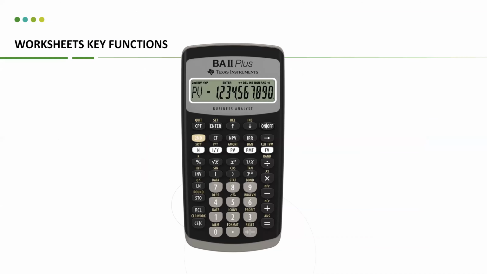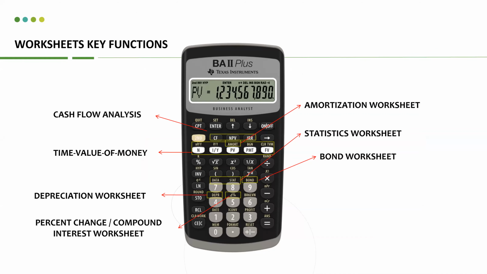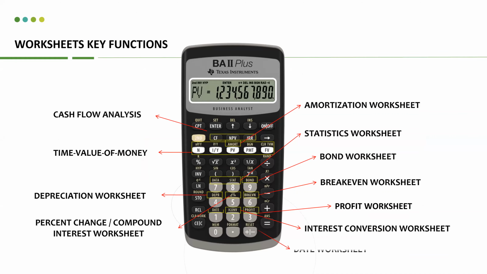This is the latest look of our financial calculators. Basically, it is divided into several worksheets. For example, if you want to calculate cash flow analysis, you need to use these 3 buttons: CF, NPV, IRR. Same goes if you want to calculate time value of money. We also have amortization, statistics, bond, break-even, worksheet, profit, and so on. Depending on the type of calculation you want to do, you need to click on the right button. For today's webinar, I'm going to use the TI emulator.